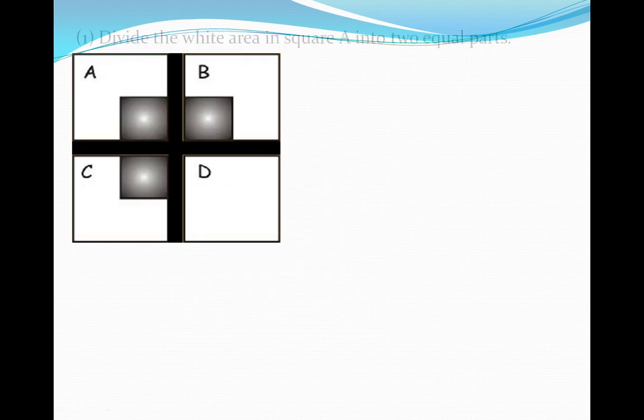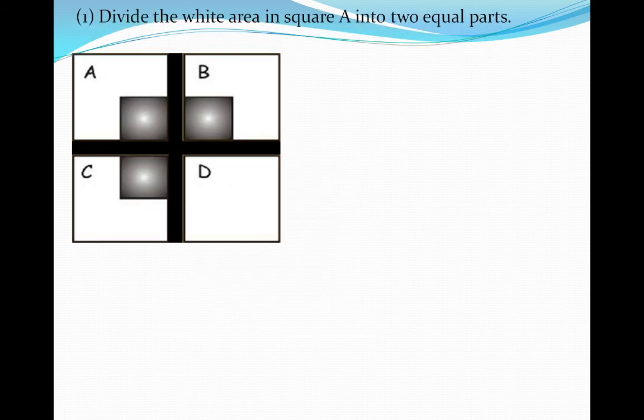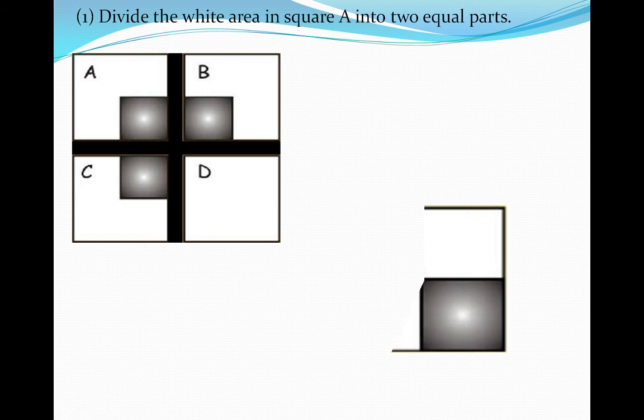Now the next question is, divide the white area in square A into 2 equal parts. Now look at here. This is square A and we have to divide this white area. Look at here. This square is again divided into 2 colored parts, white and black. And we have to divide this white area into 2 equal parts. How can we show it? We can show it this way.